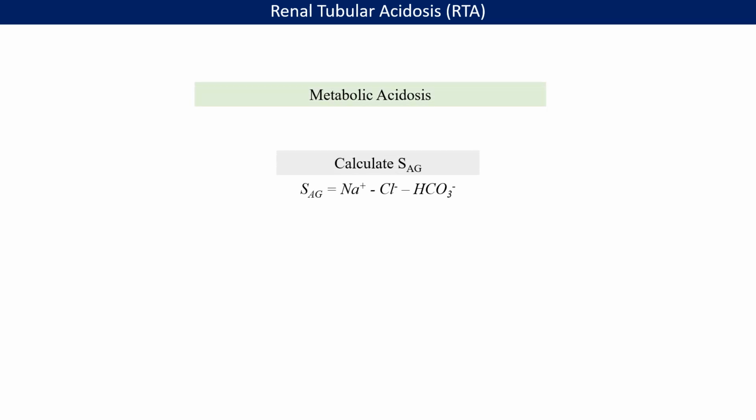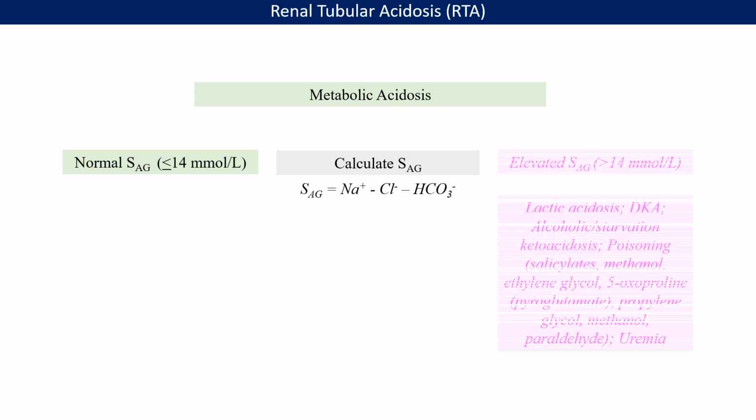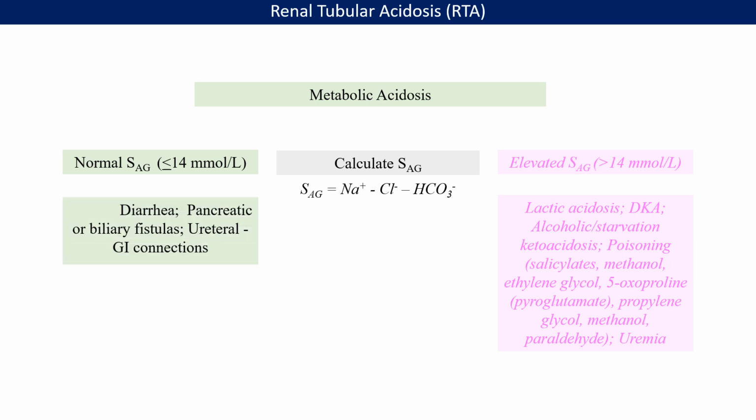This brings us to the topic of RTA. So when do we consider the diagnosis of RTA? When we have a metabolic acidosis with a normal serum anion gap. If the serum anion gap is high, we can rule out RTA. The differential diagnosis for normal anion gap metabolic acidosis, however, includes common causes such as diarrhea, pancreatic or biliary fistulas, ureteral GI connections, or renal tubular acidosis.